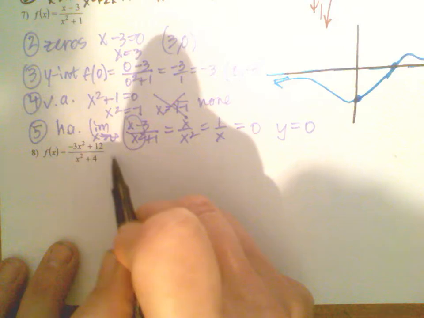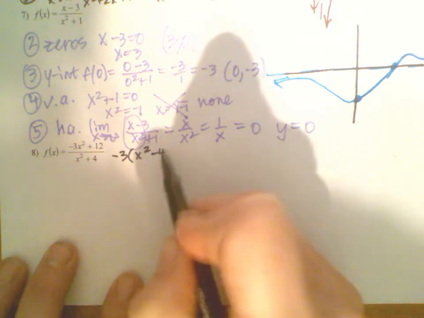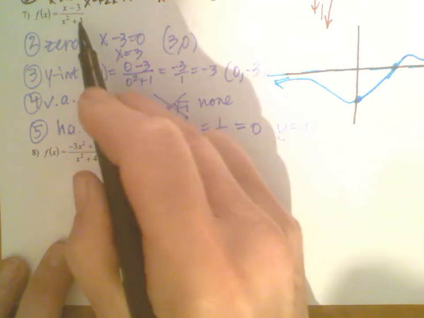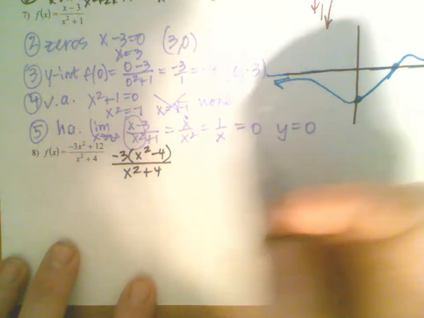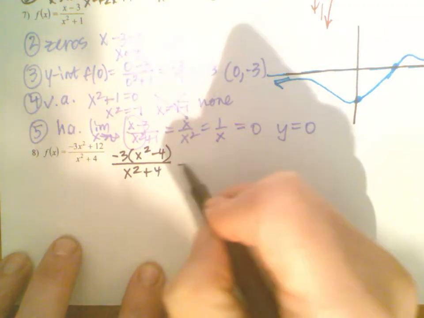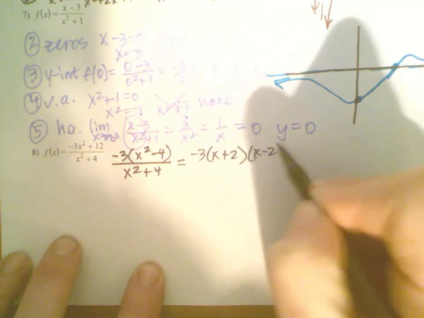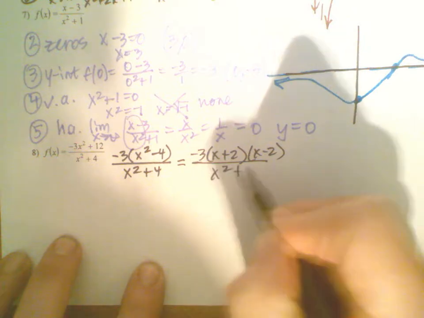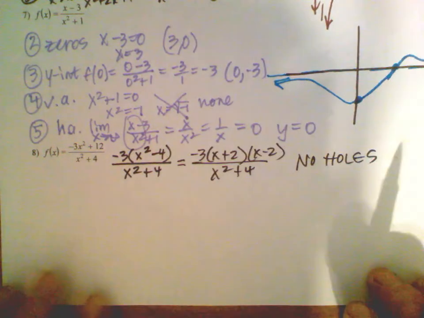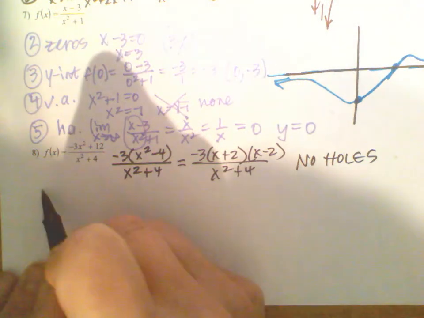I'm going to factor. I'm going to take the -3 out. I get x squared minus 4. On the bottom, x squared plus 4 can't be factored. It's just like that previous one. I can't factor it. It's not a difference of squares. It's a sum of squares, and a sum of squares is unfactorable. So this is -3 times x plus 2 times x minus 2 over x squared plus 4. Again, I have no holes. Nothing can be canceled. So I'll go ahead and I'll start finding all those other little pieces that I need.